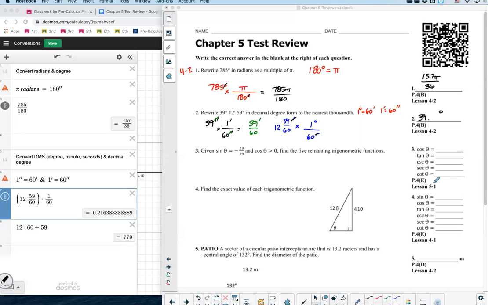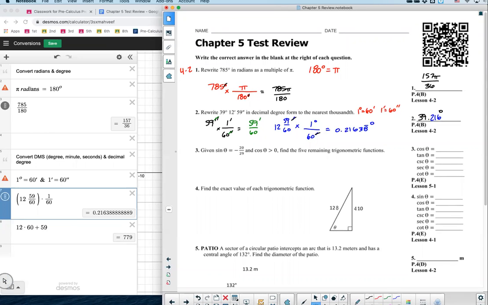So it's 0.21638 repeating, which equals 0.21638 repeating degrees. This says round to the nearest thousandths, which means 3 decimal places. So it'd be 39.216 degrees. And that would be our solution for number 2. This was also lesson 4.2, if you want to go get more detail.